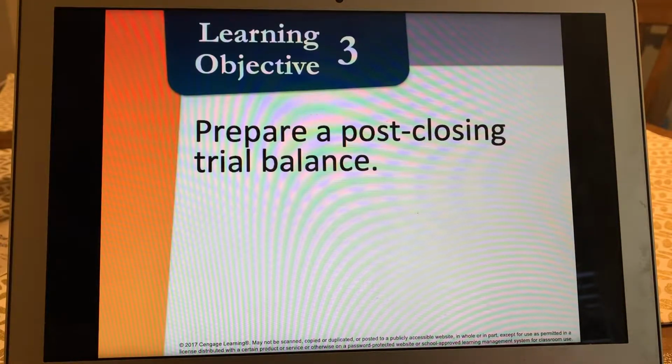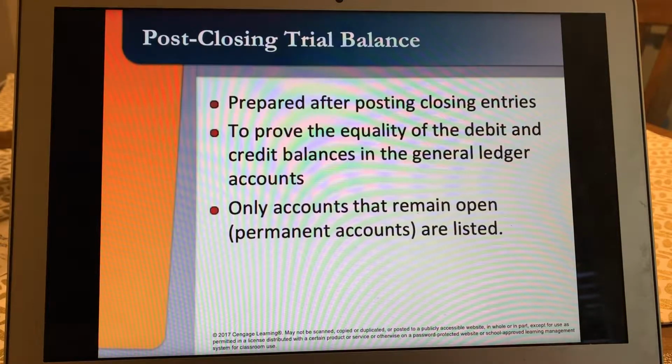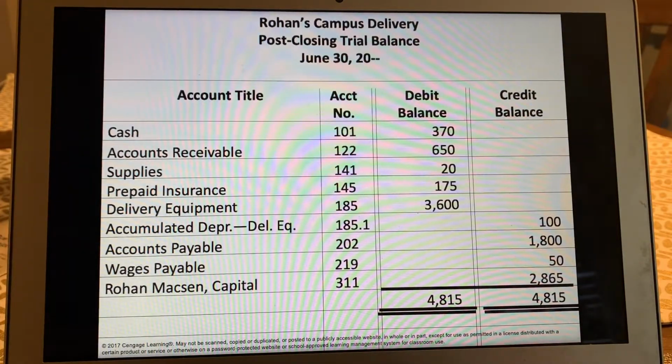Preparing a post-closing trial balance, which is objective 3. Post-closing trial balance: prepare after posting closing entries to prove the equality of the debit and credit balances in the general journal or the general ledger accounts. Only accounts that remain open, permanent accounts, are listed. So this is what a post-closing trial balance looks like.